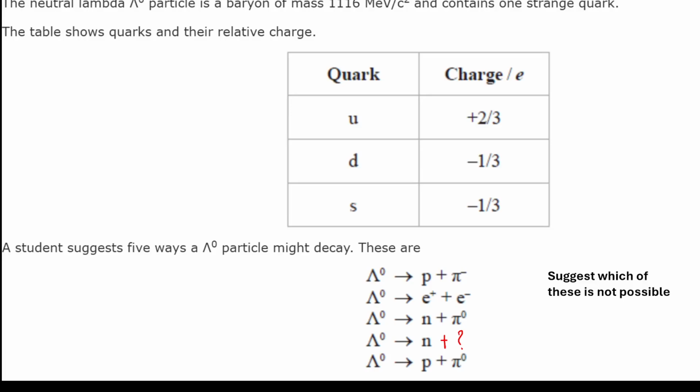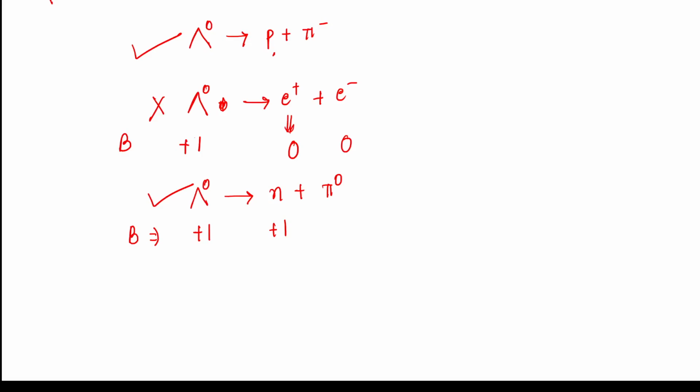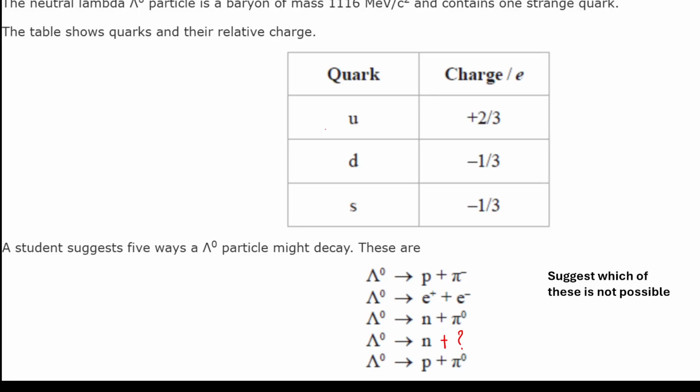Then this last one is delta 0 changing into proton plus pi. Okay, so what is not conserved is the charge. The charge is not conserved, hence not possible. So only 2 are possible here. All right, so that's it.